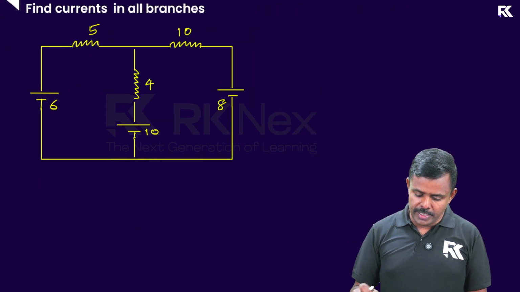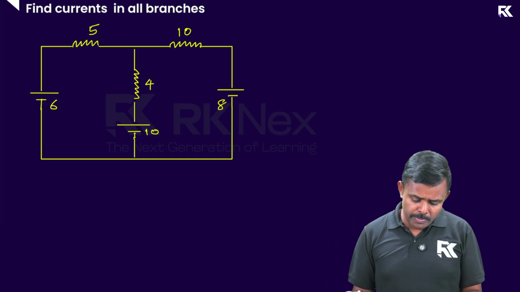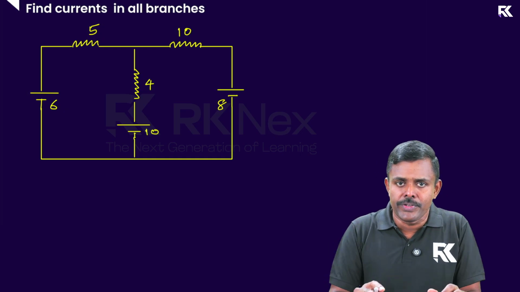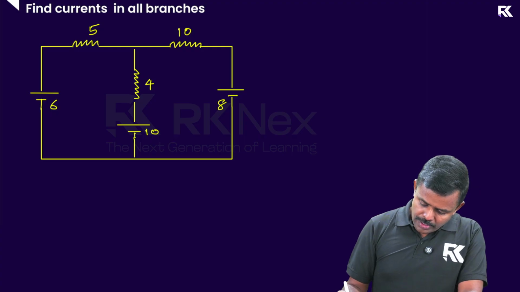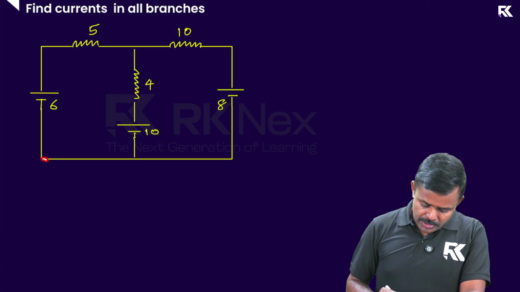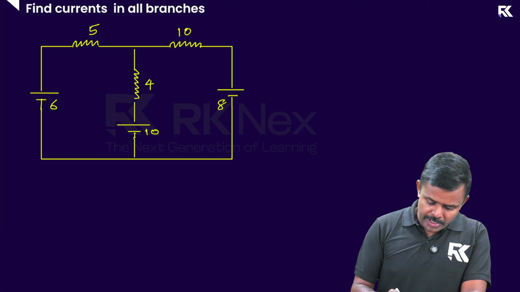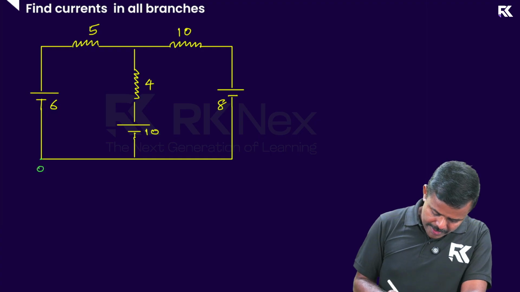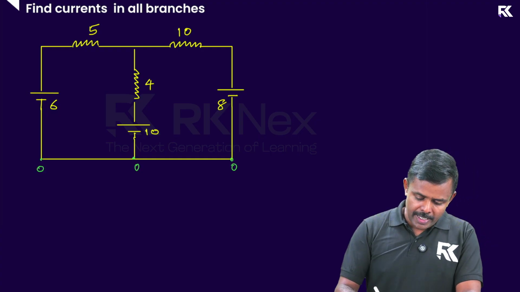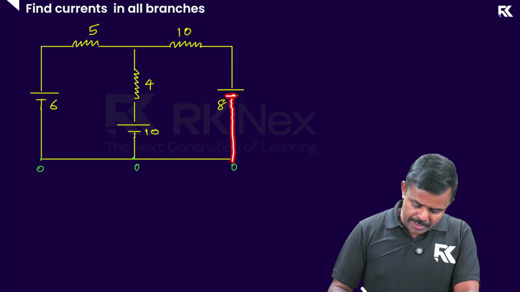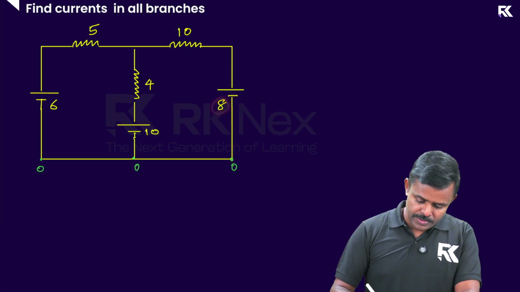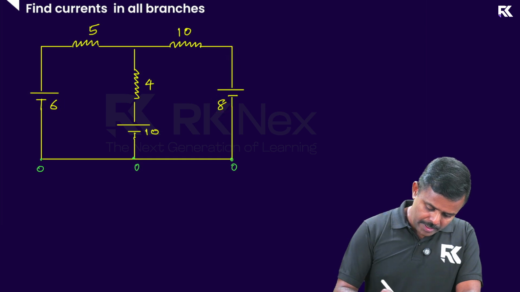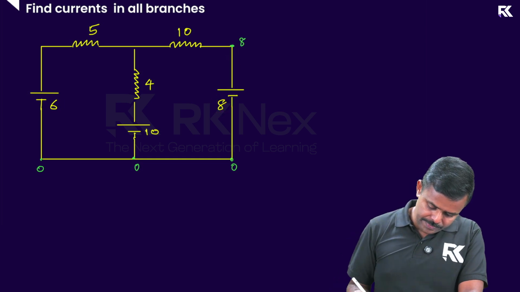And the last question here: find currents in all branches. I'm leaving this as an assignment for you. Try this at home. But as I told you before, you have to take a common point. This is a common point where the potentials are the same. At this location, potential is 0, this is 0, this is 0. And if I walk along this, I meet the negative of the cell. That means I have to raise it by 8. So at this point, the potential has to be written 8.